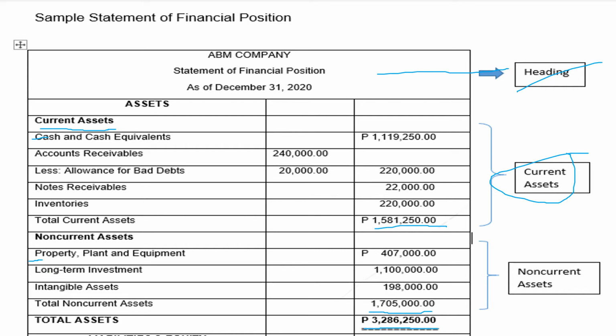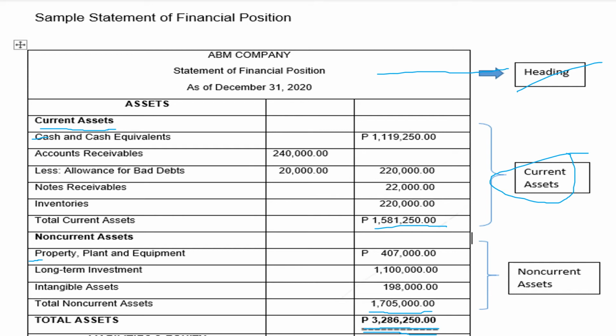When we say double rule, magkakaroon tayo ng kumbaga dalawang linya. Ito lang naman yung assets at saka yung liabilities, liabilities plus equity ang magkakaroon ng double rule. Okay. So again, meron tayong heading.